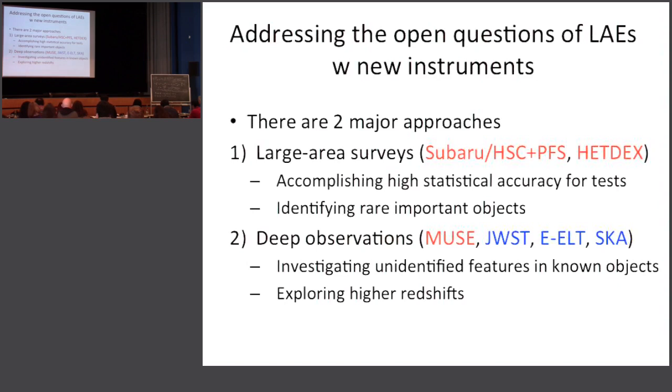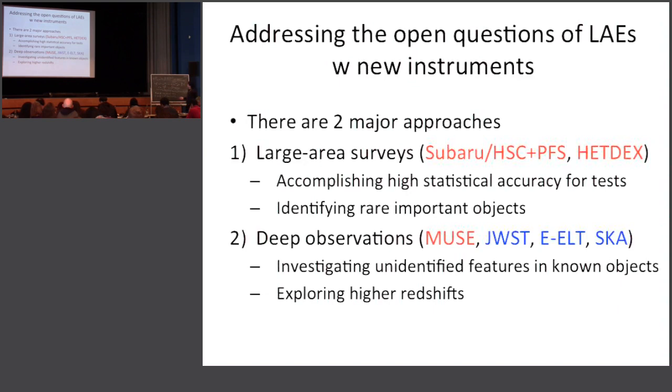The second one is deep surveys, such as those accomplished by VLT MUSE and next generation telescopes. What you can do with these instruments is to investigate unidentified features in known or unknown objects. Also, with new generation telescopes, you can explore higher redshift Lyman-alpha emitters beyond redshift 8 or so. All right, let's start from the large area survey.